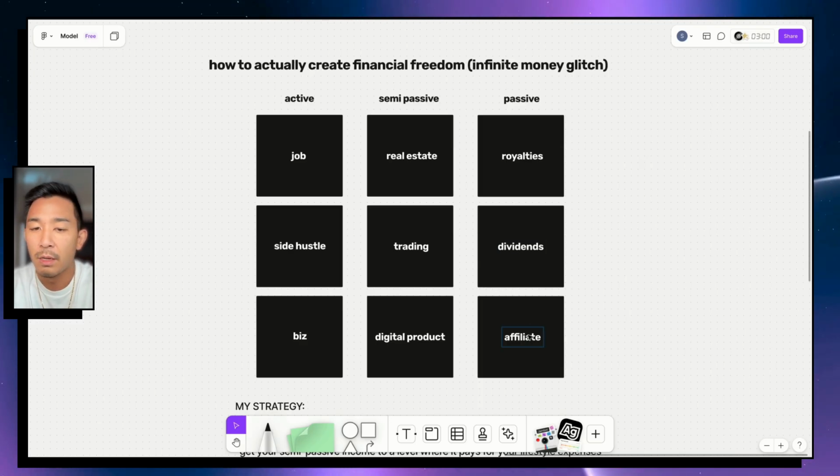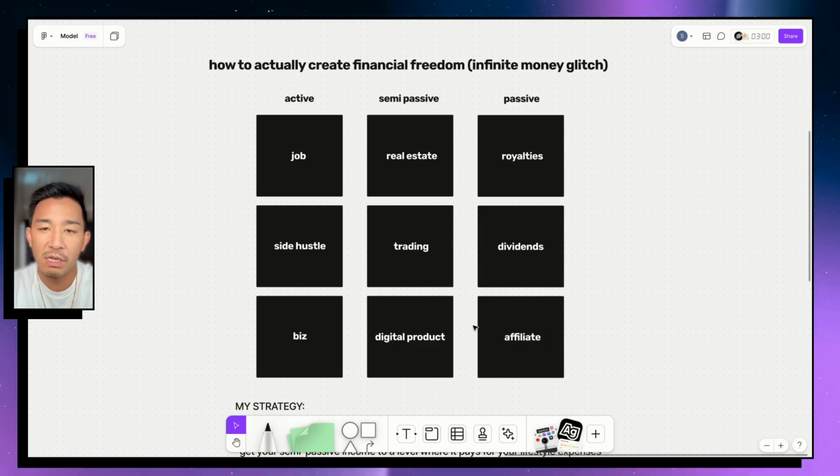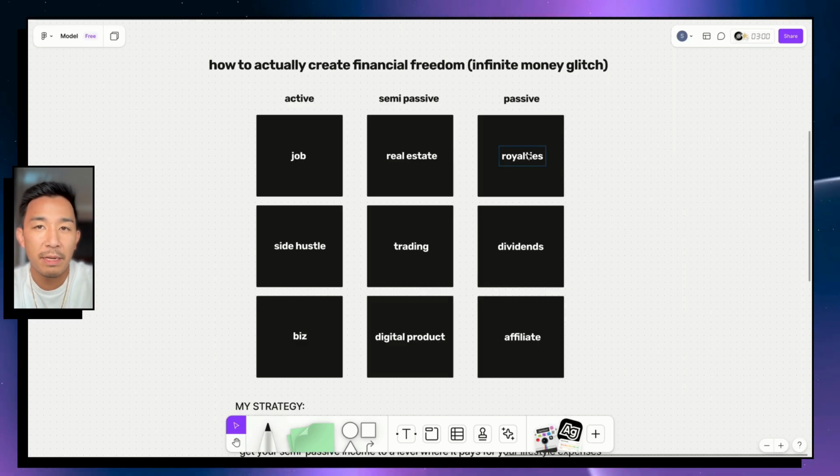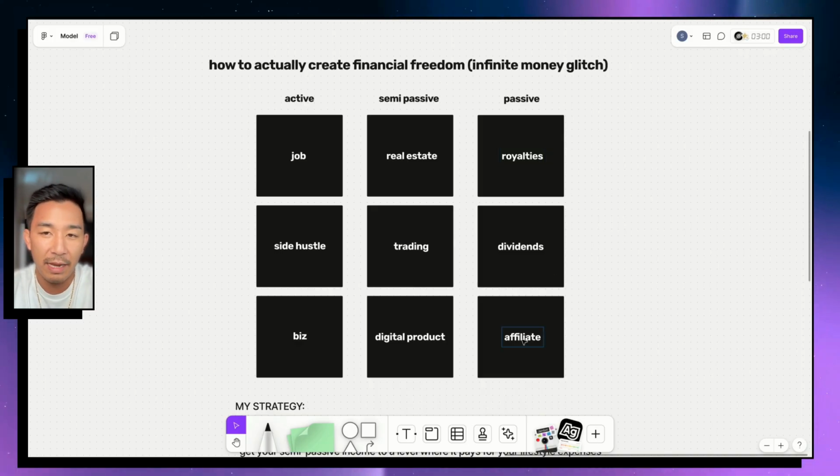Affiliate commission. So you can create a blog, you can put up posts. I would actually put this maybe in semi-passive income, but affiliate is like royalties. You are recommending products to other people, and if they buy through your link and through your referral, you get paid for that. So I guess it could be in either semi-passive or passive.